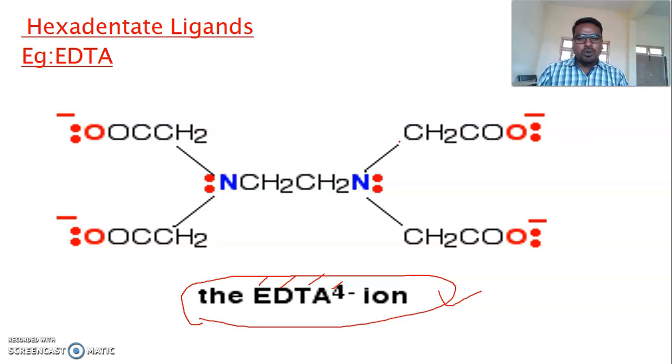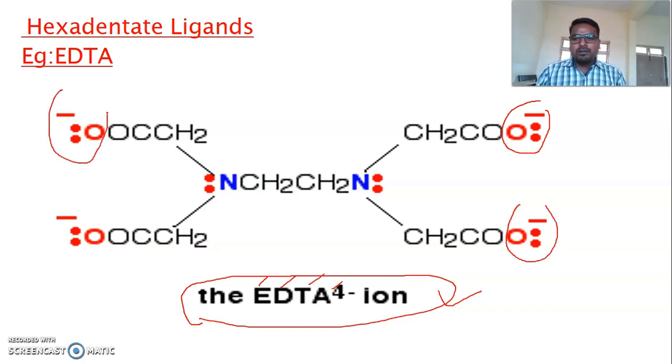Here just look at the 4 oxygen atoms which are present at the 4 corners of this molecule, and the 2 nitrogens which are indicated in the blue line. Totally there are 6 donor atoms present in this molecule. That's why it forms 6 coordination bonds with the central metal ion.